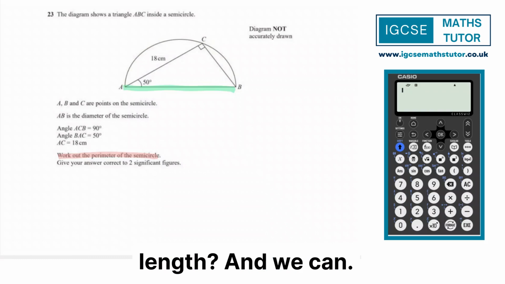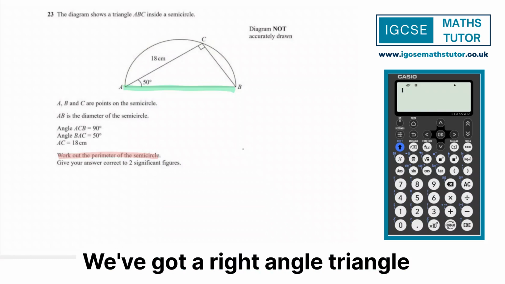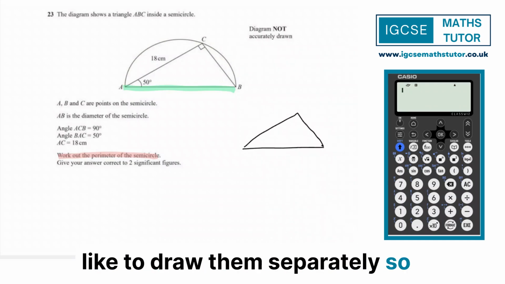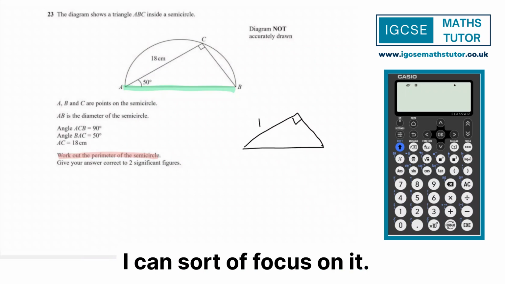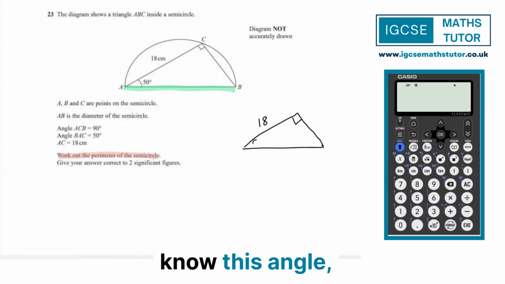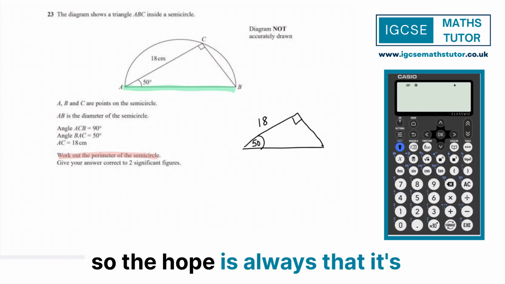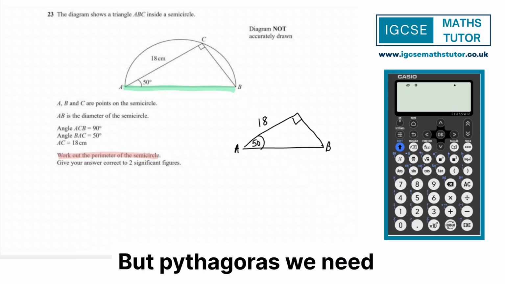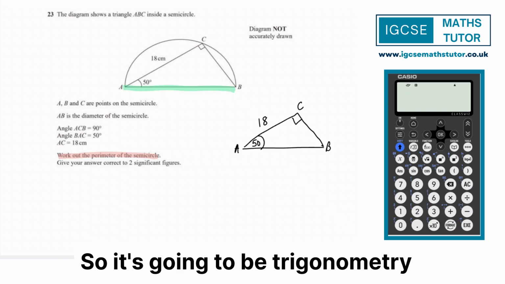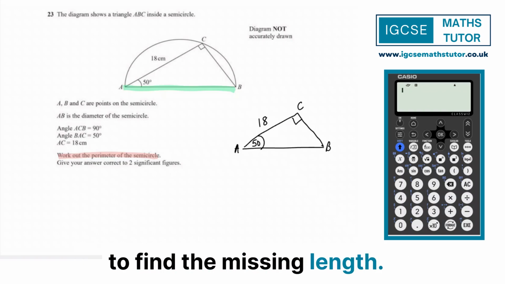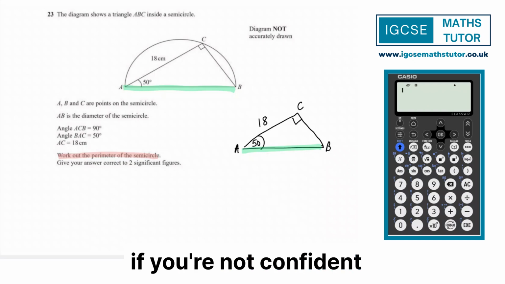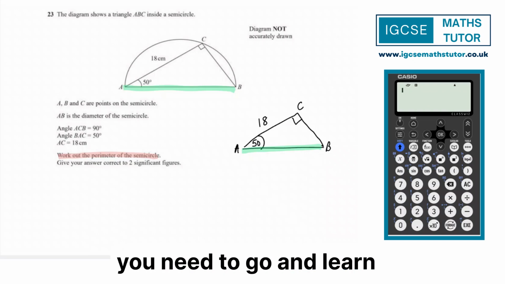And we can. We've got a right angle triangle within that semicircle. And I like to draw them separately so I can sort of focus on it. We know a side and we know this angle. So the hope is always that it's Pythagoras because it's easier. But Pythagoras, we need to know 2 sides. So it's going to be trigonometry to find the missing length AB. So this is where we're going to start. If you're not confident with trigonometry, you need to go away and learn how to do this.